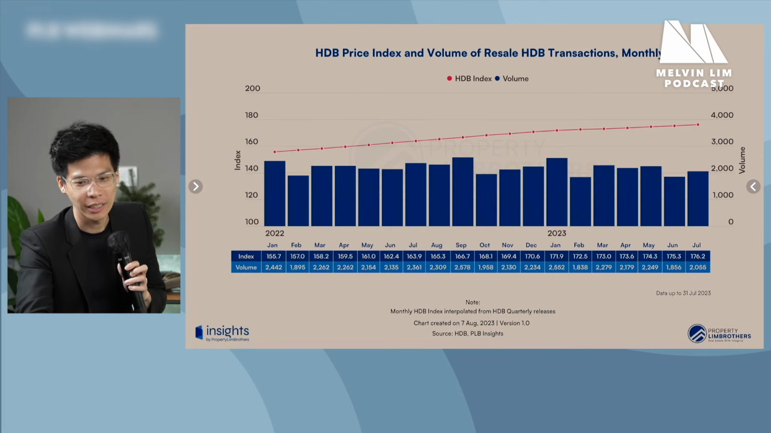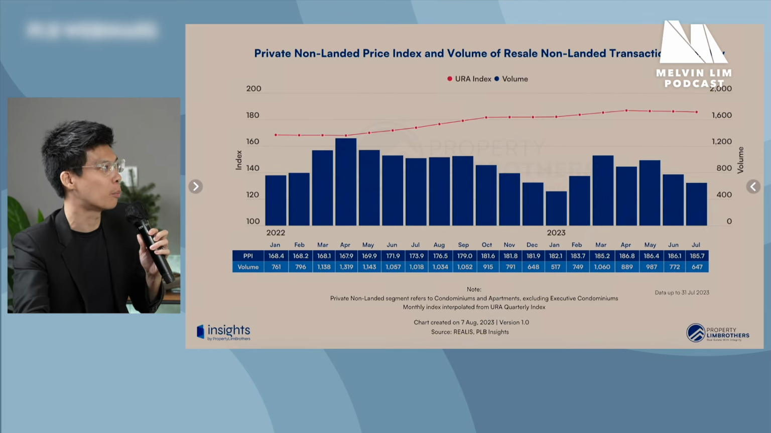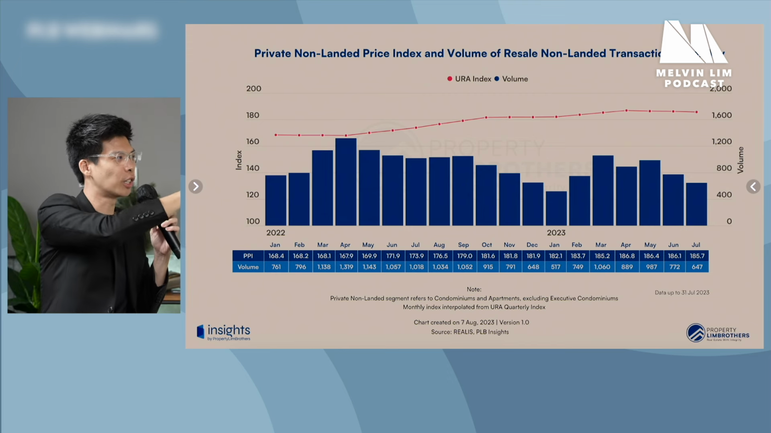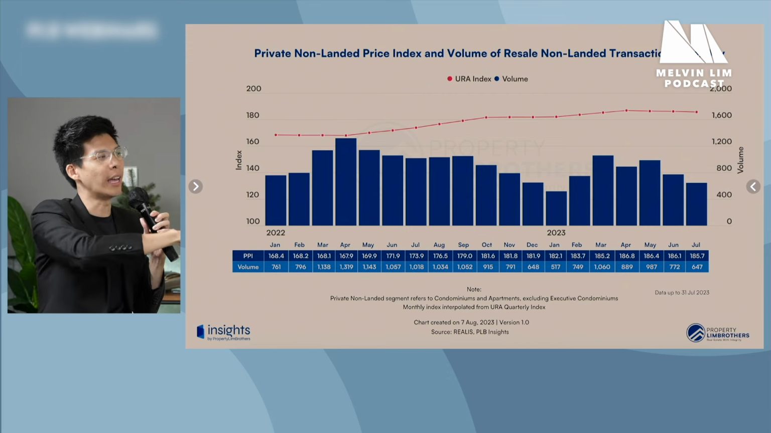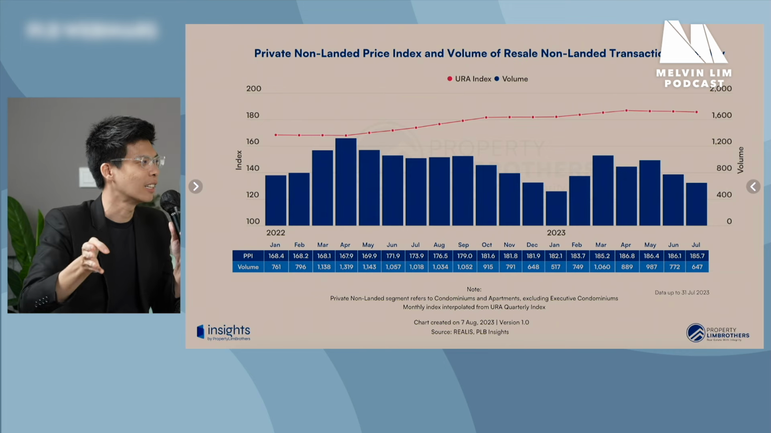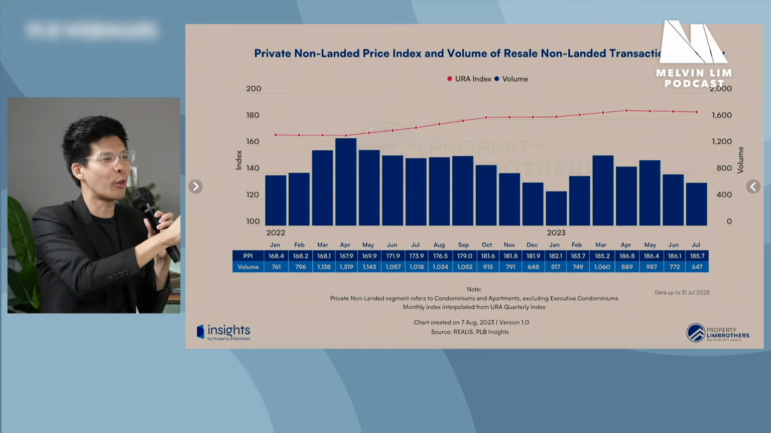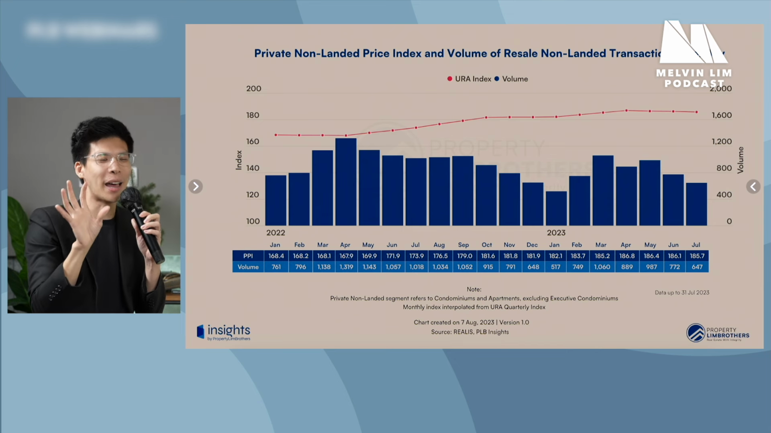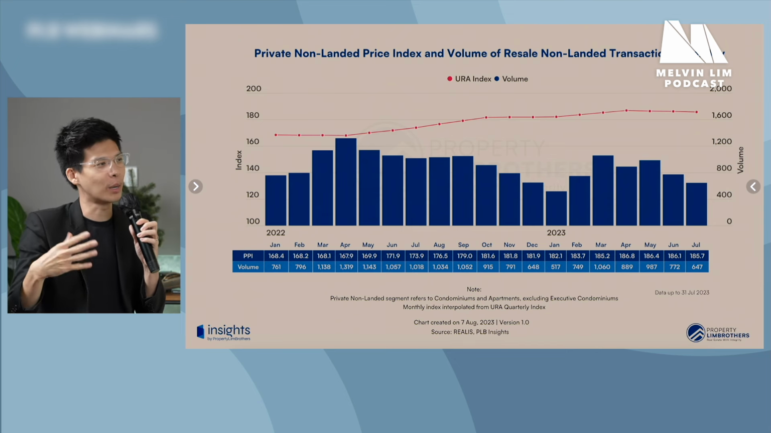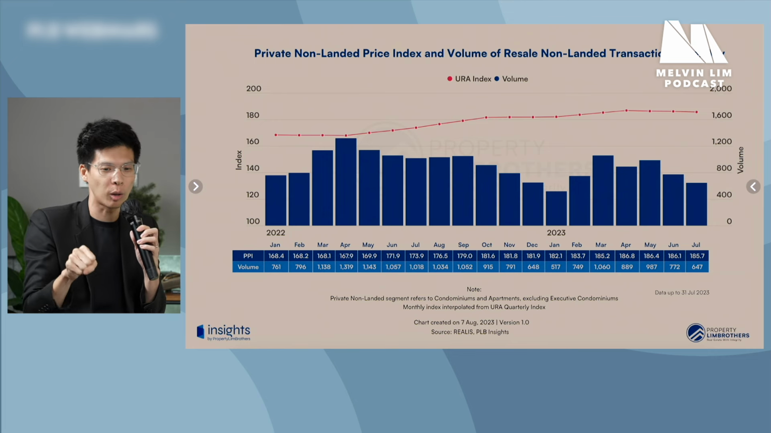Right. Okay, next, of course, we have the private non-landed, which is our condos and apartments. And you can see that usually the blue bar shows the volume, and it is very normal to have what we call an inverted U shape, because now we have reverted back to the pre-pandemic situation where people usually start to travel in December, January, February, so you have a lower volume of transactions.